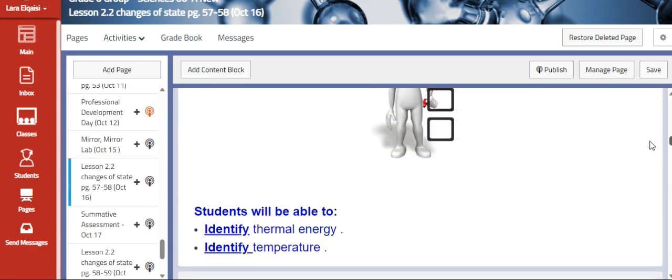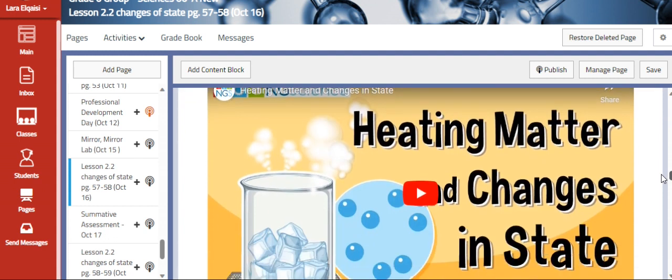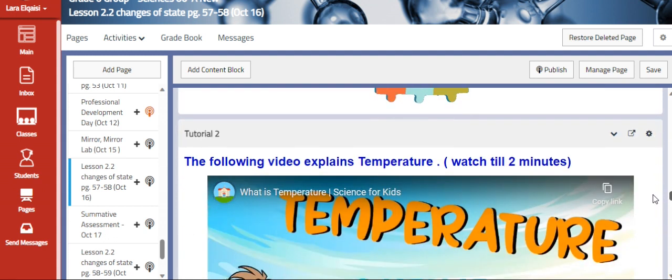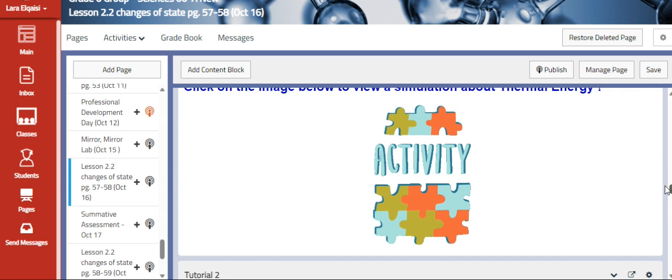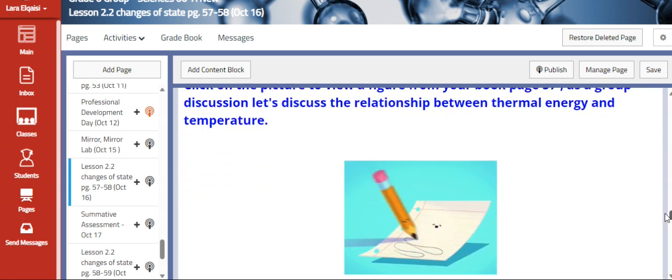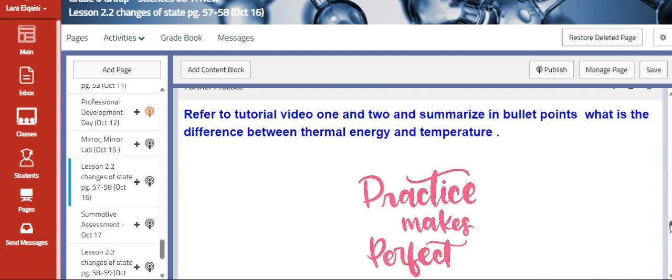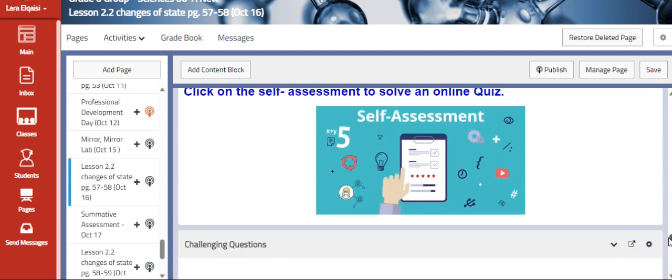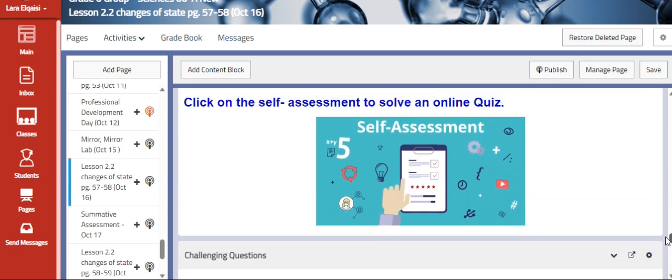We are going to start on Monday by knowing what thermal energy and temperature mean, and how they affect the change of state. We're going to watch videos as usual to learn what is thermal energy and what is temperature. We're going to see simulations about thermal energy, and we will also discuss the relationship between thermal energy and temperature by reading from our books. And then, as usual, we are going to assess our knowledge by an online quiz.